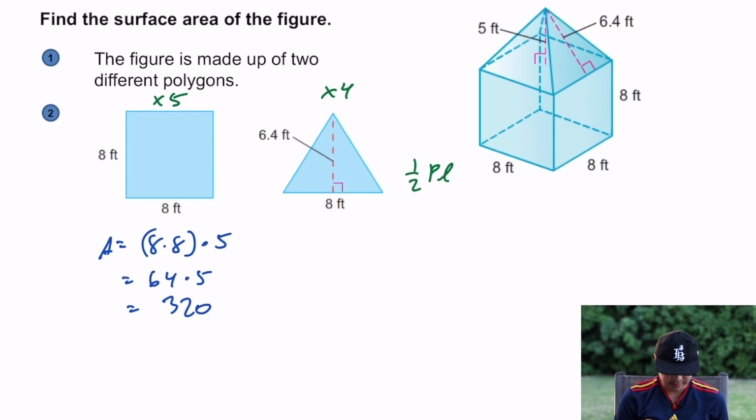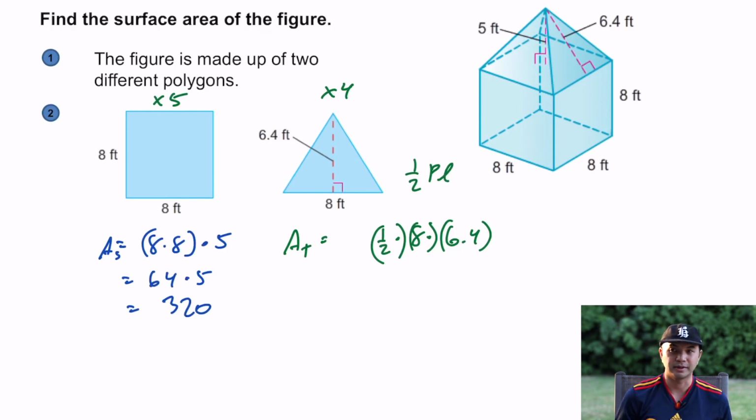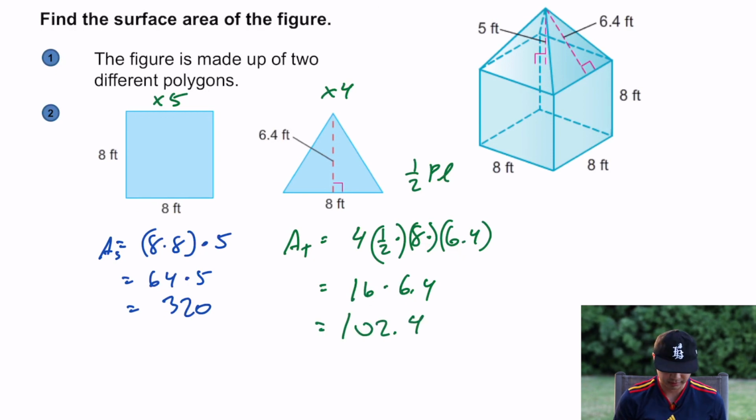Okay, now we have our triangles. A triangle is 1/2 base times height. So the base there is 8 times the height, which is 6.4. Okay, let's put those in parentheses so it's not confusing. And then times 4. Okay, so here's the interesting thing. Let me rewrite this actually. This is the area of one triangle, right? So this is going to be times 4. Okay, so here we have it. Now we're going to work through all this. So this is going to be 102.4 square feet.